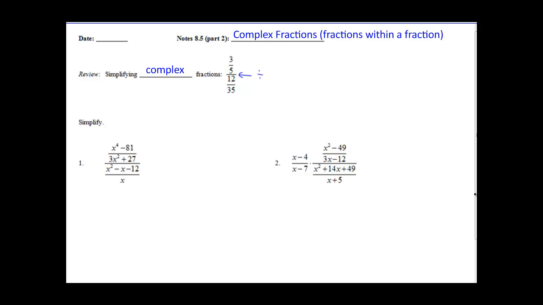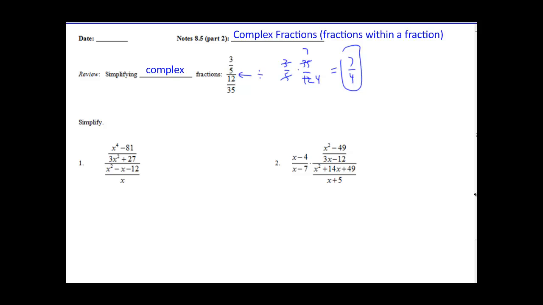If we rewrite this equation, we're going to take 3/5 times, if we flip the 12/35ths, we're going to have 35 over 12. Now we have 3 times 35 and 5 times 12. If we can reduce, we try to, so make that a 7. 3 goes into 12, 4. So our answer is 7 on top and 4 on bottom, so 7/4.